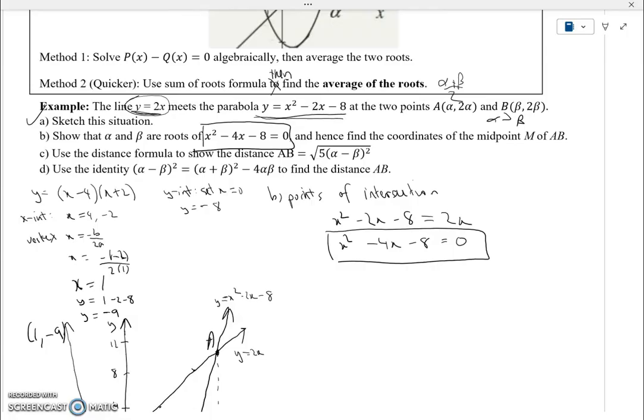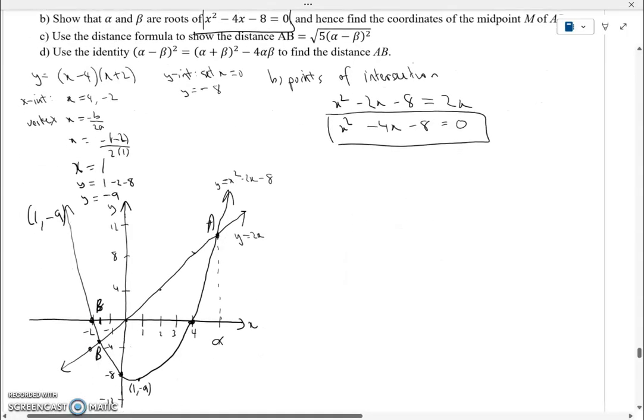So that's that bit done. Okay, so the solutions to this equation will be alpha and beta. Hence, find the coordinates of the midpoint. Okay, so the midpoint of AB.